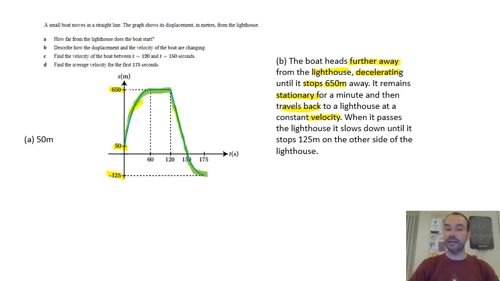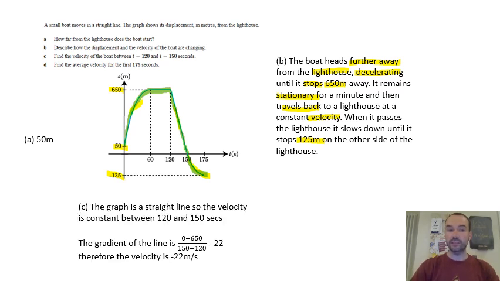When it passes the lighthouse, it slows down. That's the steepness getting less until it stops. It looks like it's stopped 125 meters on the other side of the lighthouse. Right, find the velocity between 120 and 150 seconds. A straight line between those two times, so the velocity is constant.